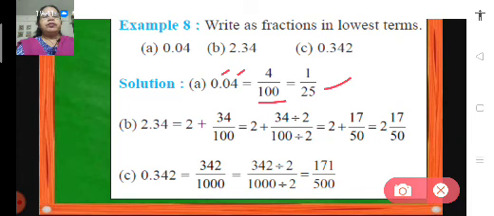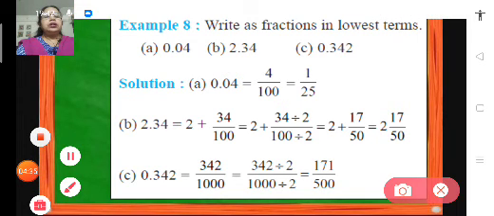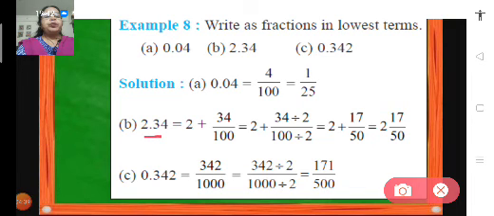Now we have the next one, B, 2.34. Now 2.34 can be written as 2 plus 34 upon 100, isn't it? Now 34 upon 100 can be turned into its lowest form, which becomes 17 upon 50. So 2 plus 17 upon 50 becomes 2 17 upon 50. This is the mixed fraction.